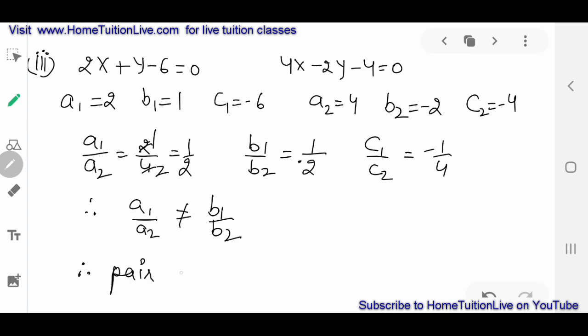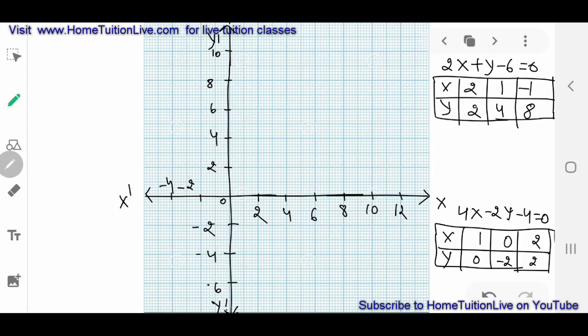Pair of equation is consistent. Okay. Now we have to find the solution for this. I am directly writing the equation. Here 2x plus y minus 6 is equal to 0.